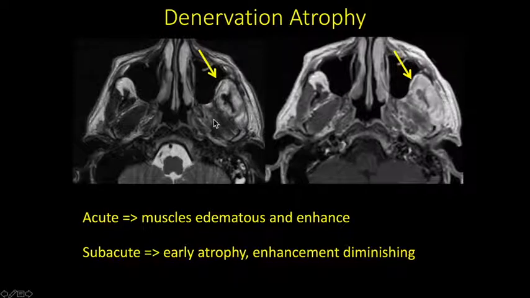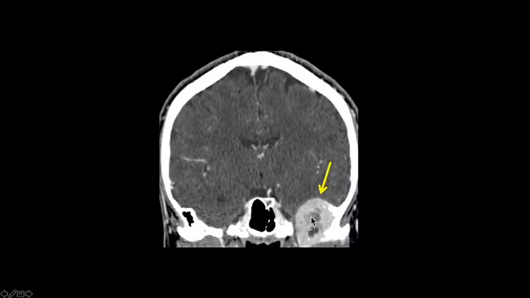And in this same patient, they have some subacute denervation atrophy going on in their lateral pterygoid. More posteriorly, you see here, the muscle is a little bit heterogeneous. It's still enhancing a little bit, but it's beginning to shrink down. This patient had a giant cell tumor eroding foramen ovale.